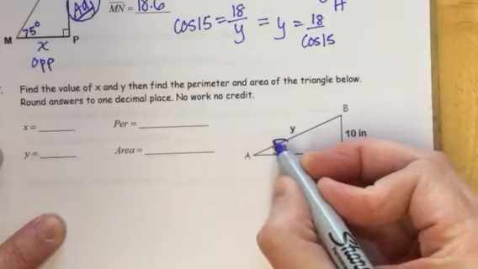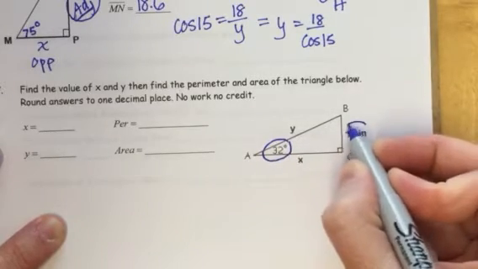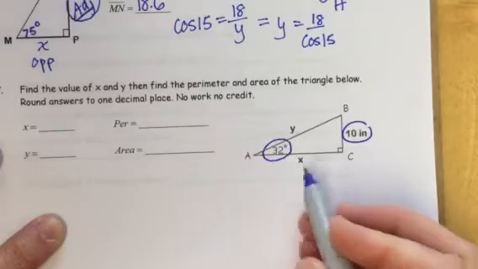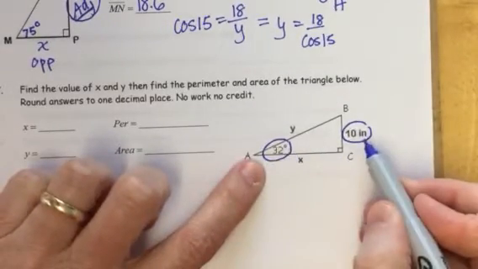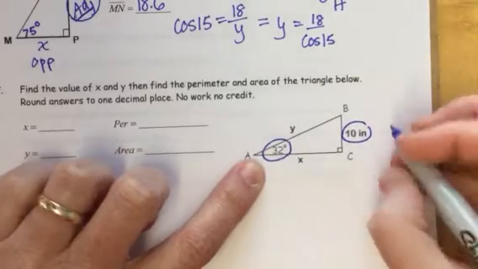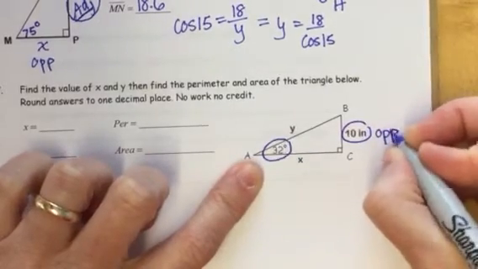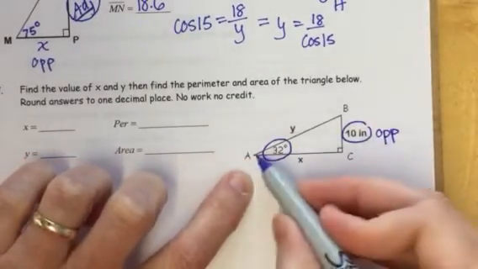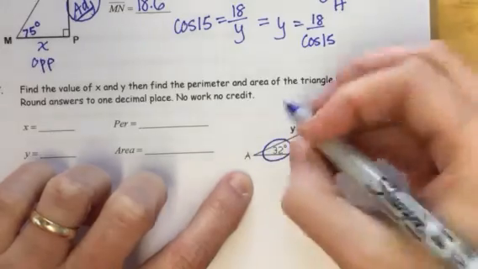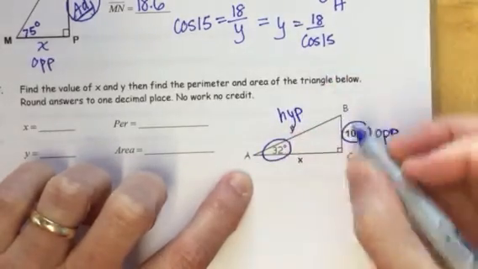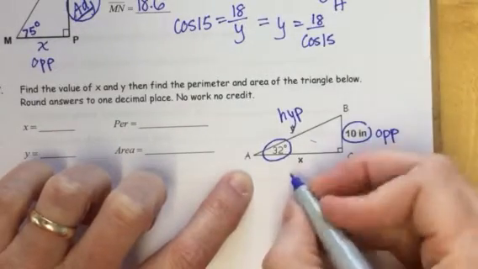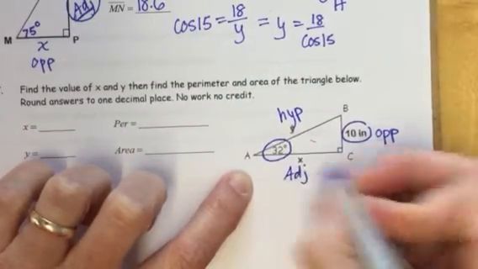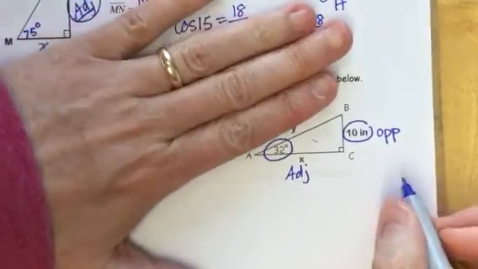So I'm going to use this and this to help me come up with the other 2 sides using my trig ratios. The 10 inches is opposite the 32-degree angle, so I'm going to call that side opposite. This one with the y, side AB, is the hypotenuse, the longest leg opposite the 90-degree angle. And this side AC with the x is adjacent. Let's solve for x first.